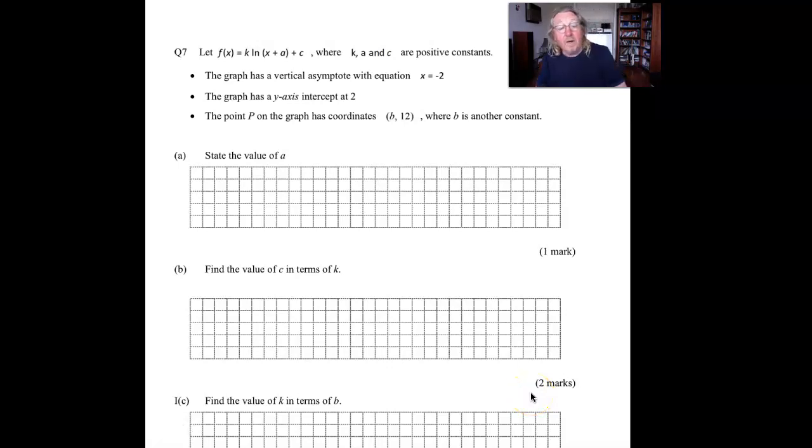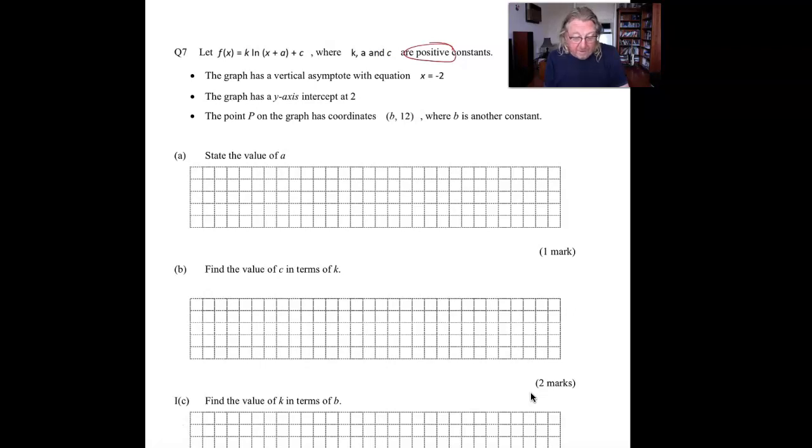Right, we've finally got here to the last question, question 7. Now we've got the function f(x) = k log(x + a) + c. Now k, a and c are positive constants, so note that positive might be important. And we've got this information.